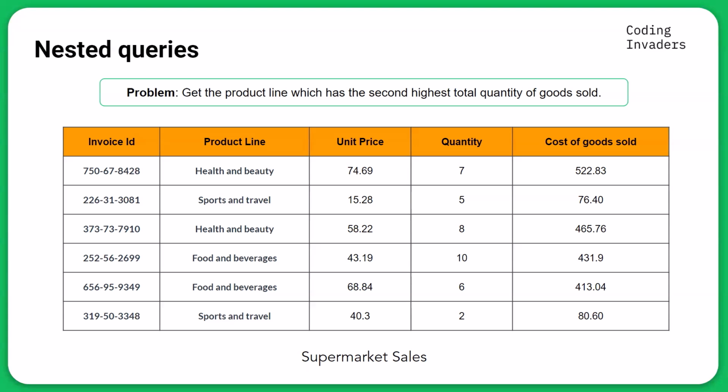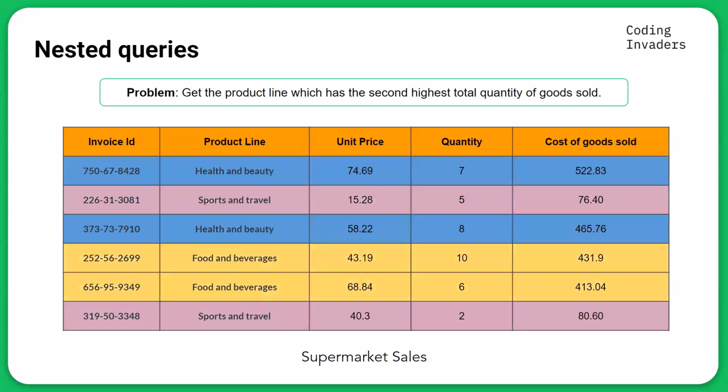Suppose we need to get the second highest total quantity of goods sold. Let's first get the highest total quantity of sales of the product line. Can you figure it out? We can use the aggregation function sum on the column quantity to achieve this. And how will we group this? We will group on the product line. So we will get the output as this.